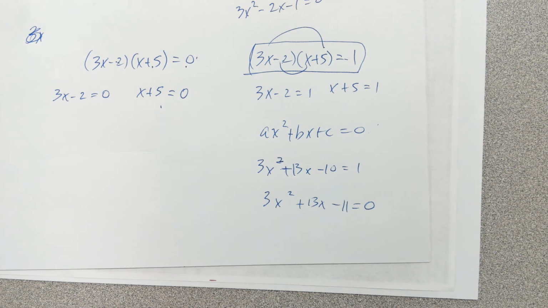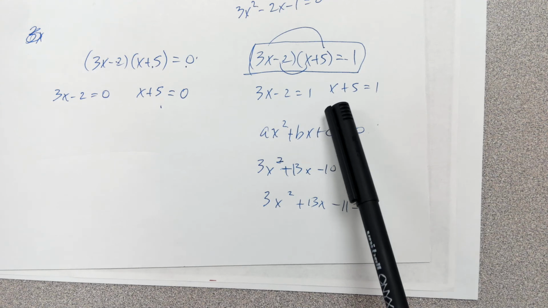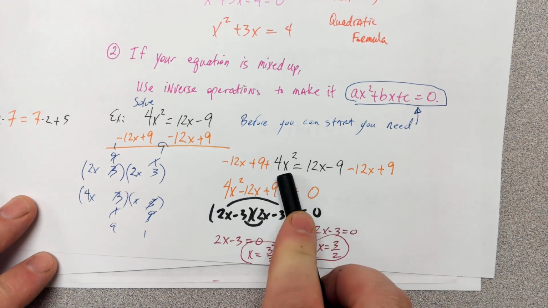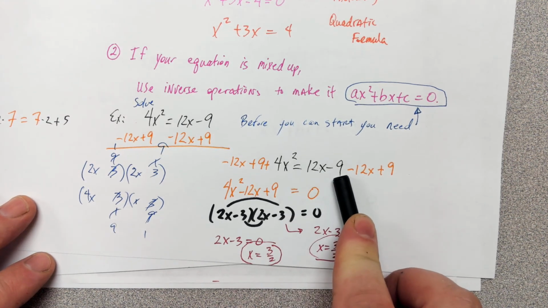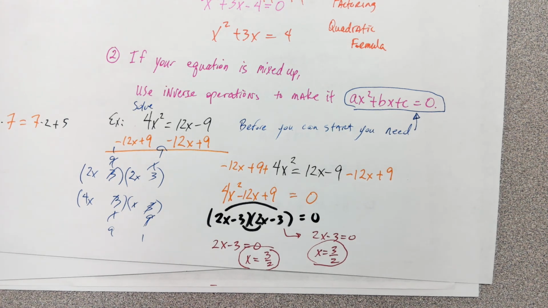Is there going to be ones that are equal to 1? Probably. They would probably be easier than this though. But we practiced one of those right now. That's what we did right here: 4x squared equals 12x minus 9. We had to get everything equal to 0 first. You've got to get everything to one side first, and then you can factor.